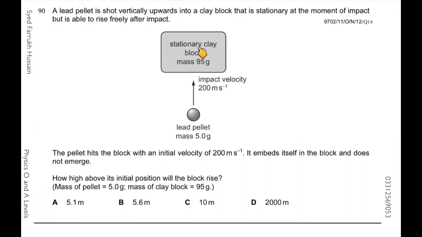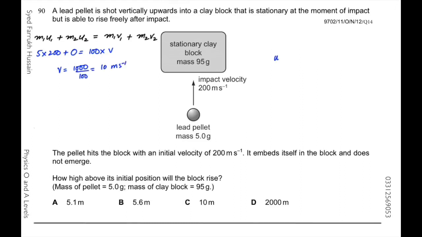In this case, the block is stationary, the bullet is moving, and the speed of the bullet is actually 200 meters per second. Its mass is 5 gram. So total momentum of the system before collision is 1000, and after collision they stick together. So 5 multiplied by 200, which is momentum of the bullet, plus 0 is equal to 100 v, because the mass of the system is now 100 and it is moving together with the same speed. So 100 v is equal to 1000. So v is equal to 10 meters per second.